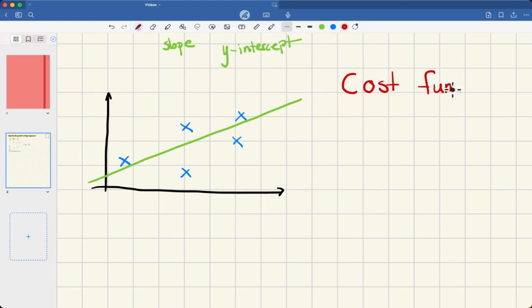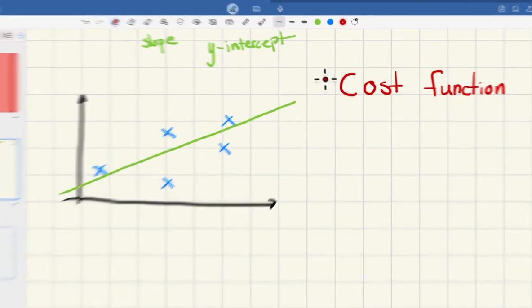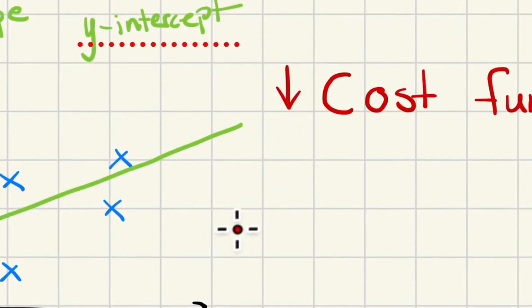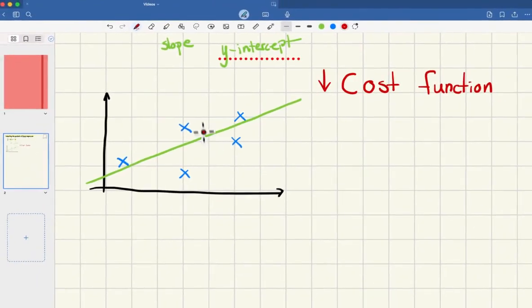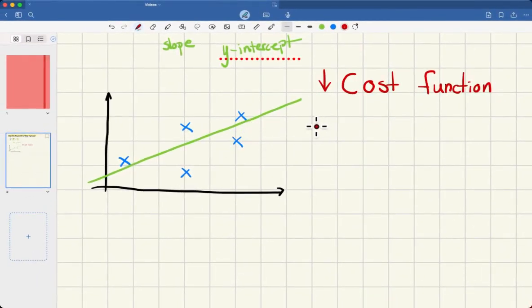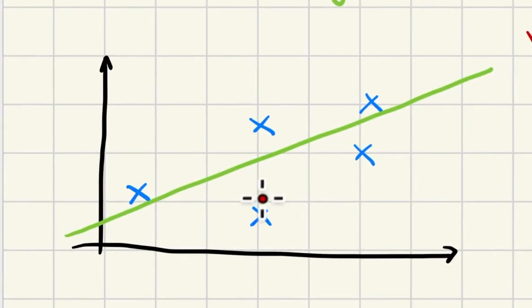And this cost function is to say, well, how badly is our model doing? Like, how far are we from the goal? So our target is to minimize this cost function. We want to get as close to all these data points as possible. And one way we can define this is just to say, well, what is the distance from one of these data points to the line?